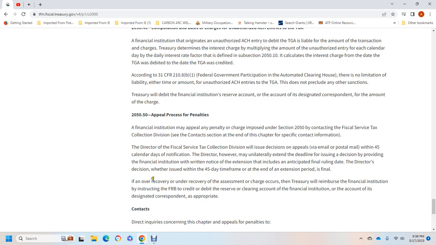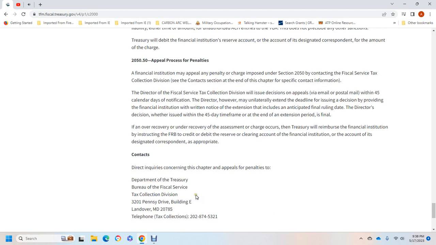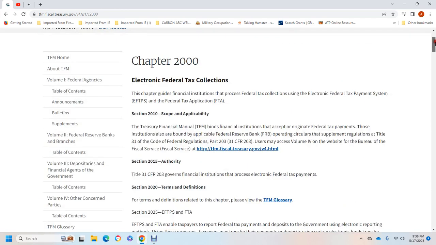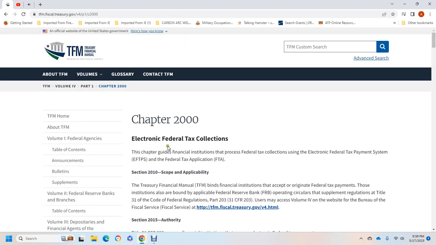If an over-recovery or under-recovery assessment of the charge occurred, the Treasury will reimburse the financial institution by instructing the Federal Reserve Bank to credit or debit the reserve and clearing account of the financial institution, or the account designated by the correspondent, as appropriate. Your contact will be the Department of Treasury, Bureau of the Fiscal Service, Tax Collection Division. That's Chapter 2000 of Part 1, Volume 4.